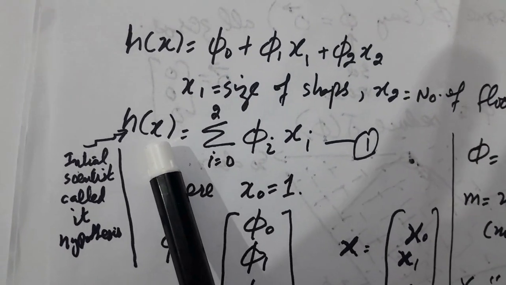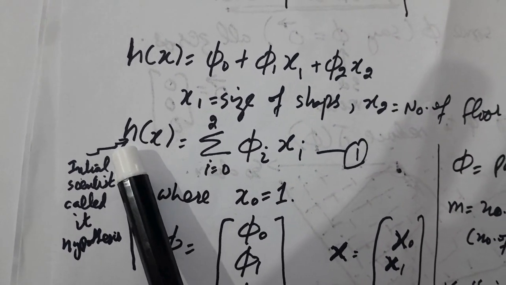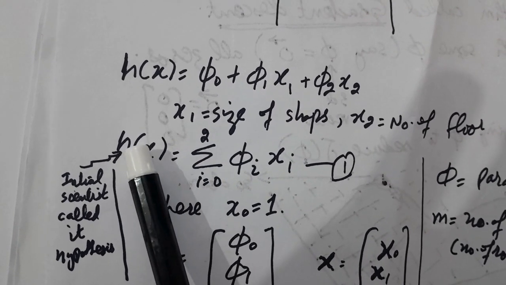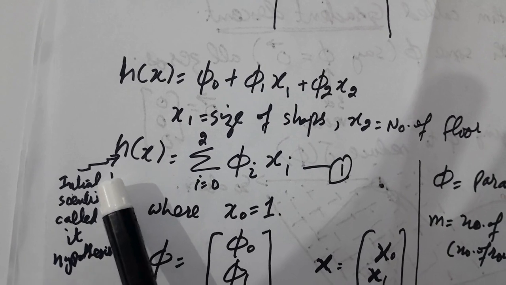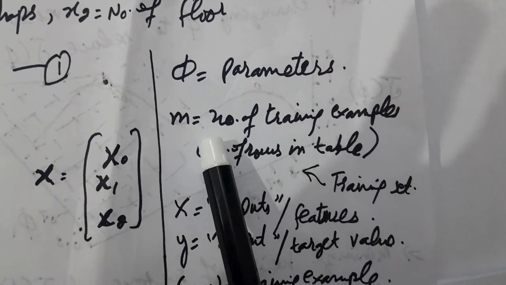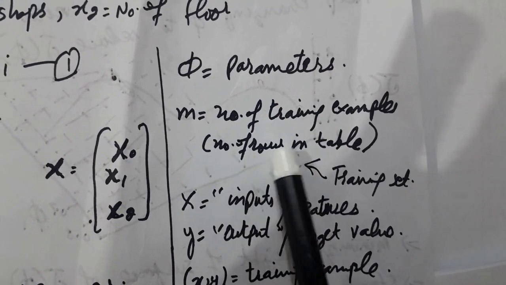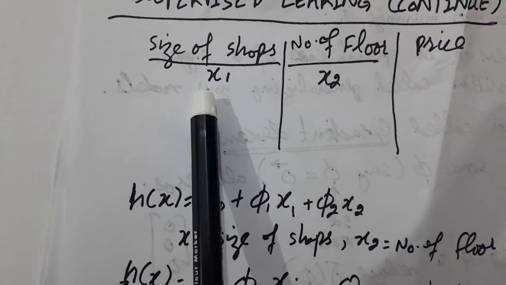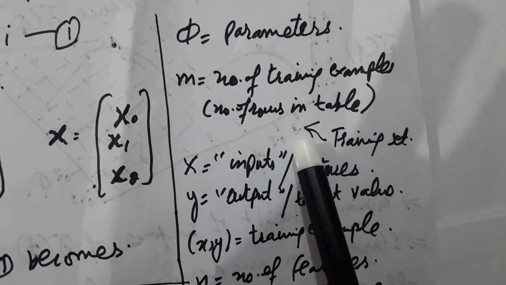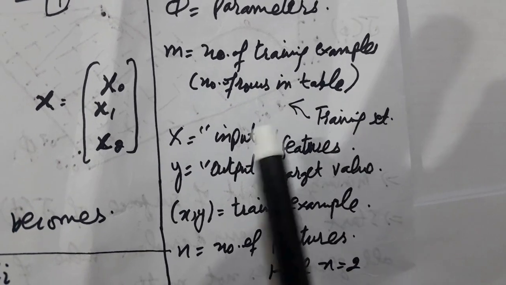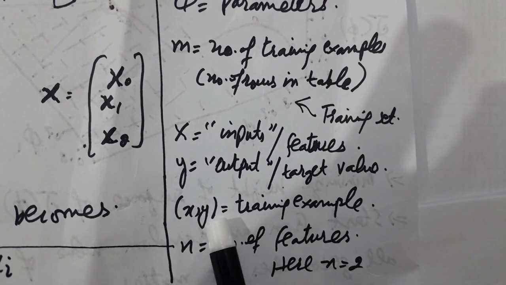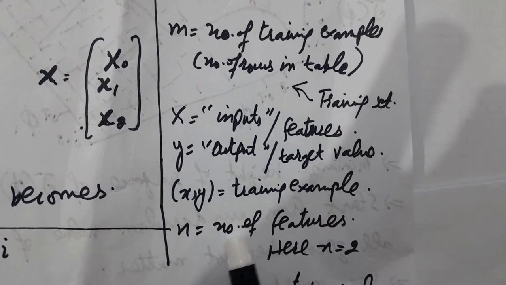So why do we call it hypothesis h? Because initially scientists called it hypothesis. Here phi are parameters, m is the number of training examples or number of rows in the table. For example, in the table, first row, first feature, second, third, and so on. So this is the training data set. X is the input or features, Y is the output or target value. (x, y) are training examples, n is the number of features.